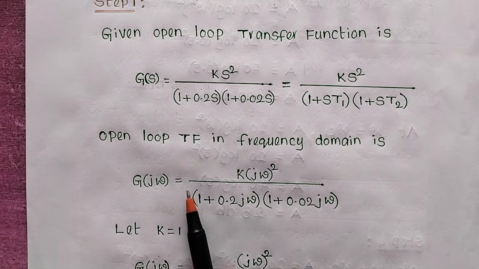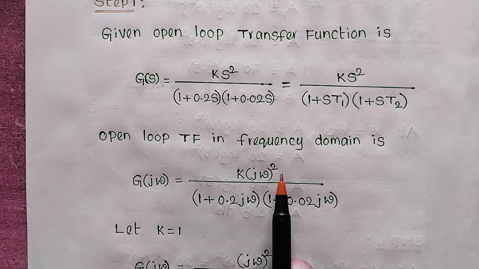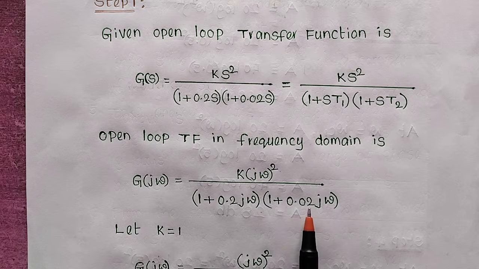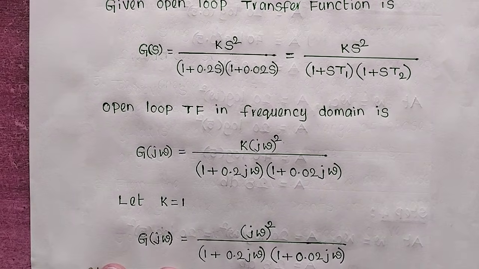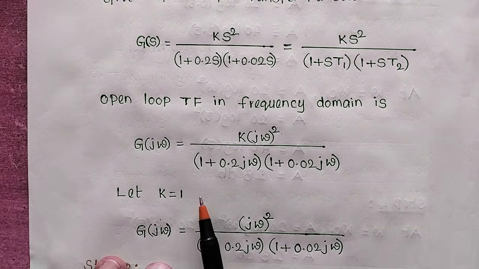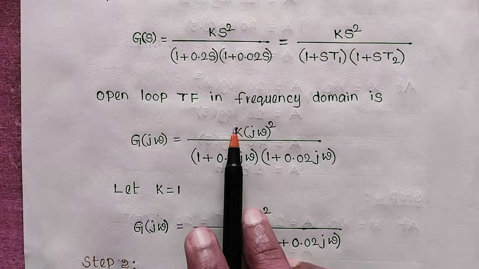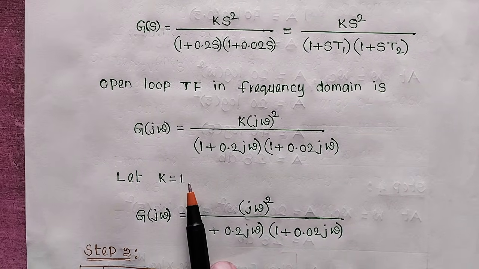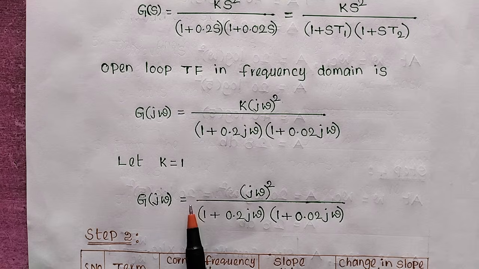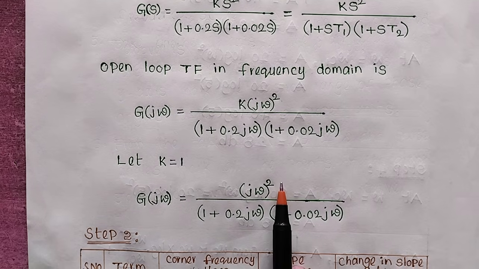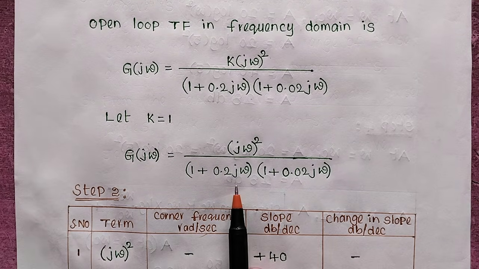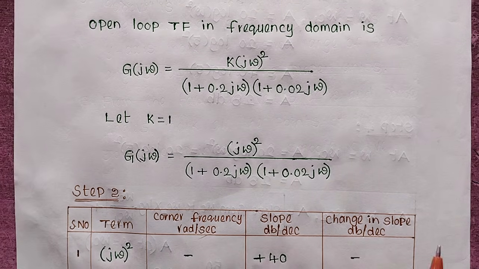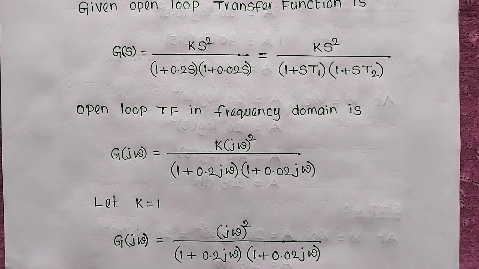So G of j omega equals K (j omega) square by (1 plus 0.2 j omega) into (1 plus 0.02 j omega). First we keep K equal to 1. Whatever the K is, first we solve for K equal to 1. So with K equal to 1, G of j omega becomes (j omega) square by (1 plus 0.2 j omega) into (1 plus 0.02 j omega). So this is step 1 in the Bode plots.